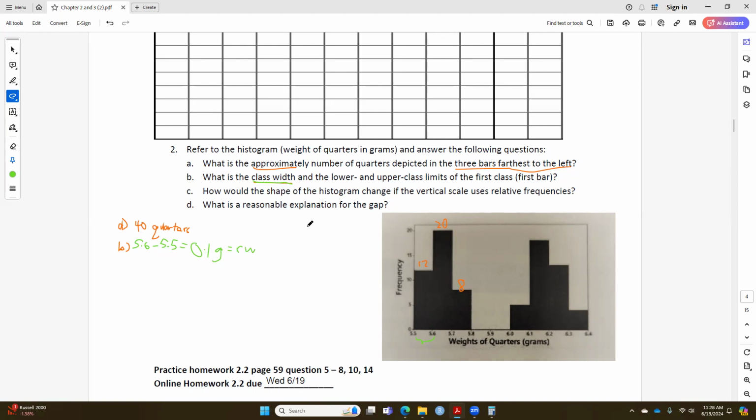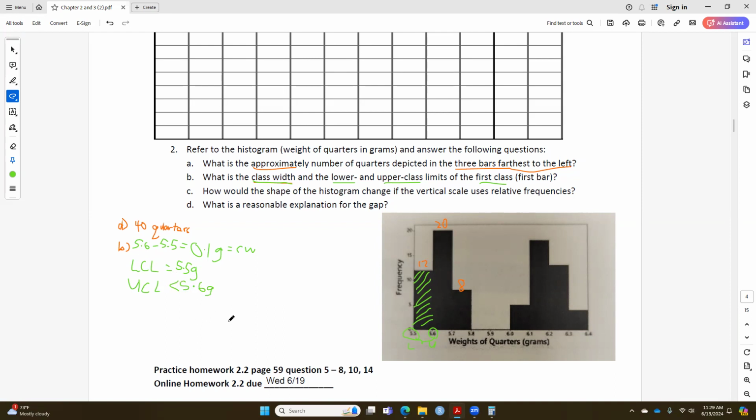Okay. But the question is not done yet. It also asks you for the lower and upper class limit for the first class. This is your first class, the one I shaded in green here. First class means your first bar. This number is your lower, and this number is your upper. So your lower class limit is going to be 5.5 grams. However, your upper class limit is less than 5.6 grams. So do not use the word equal to 5.6.